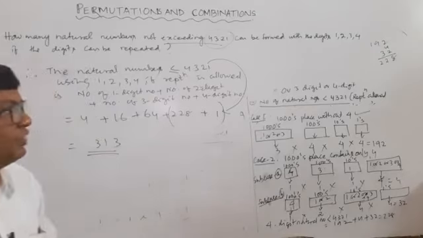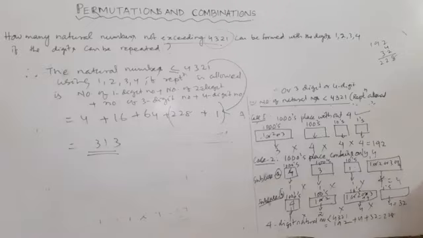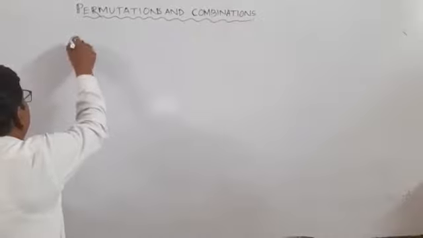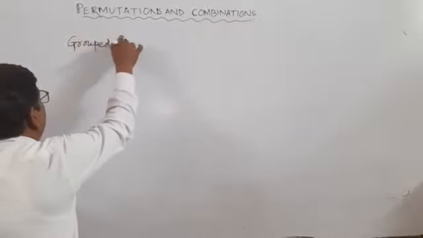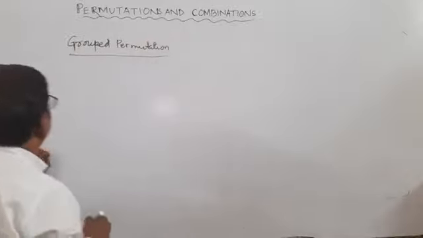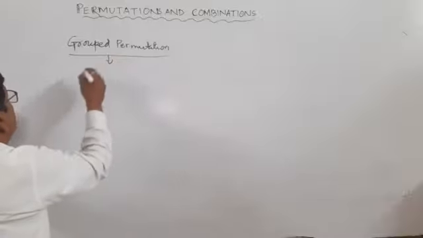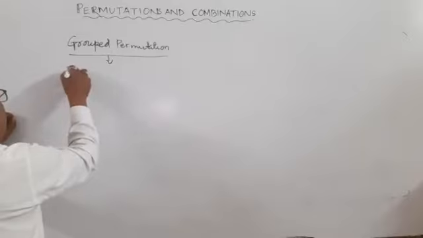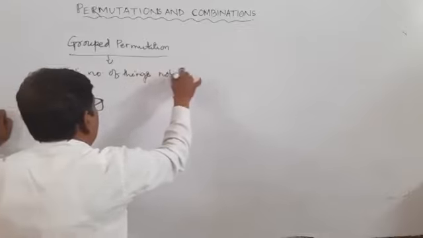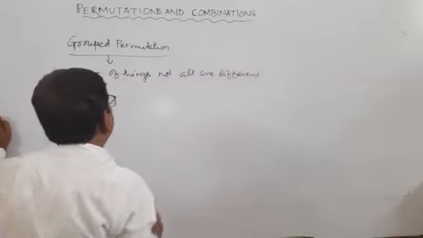Okay. Now grouped permutation. About grouped permutation. If there are a total of n number of things, not all are different.